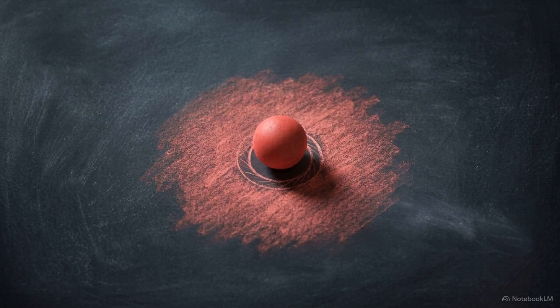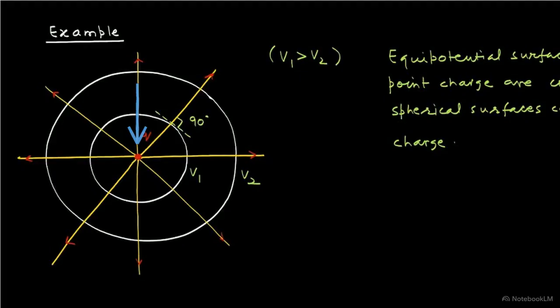Consider the basic building block of electrostatics, a single isolated positive point charge. This point charge emits an electric field radiating perfectly outward in all directions, like spokes on a wheel. The concentric circles surrounding the charge represent boundaries of constant potential.